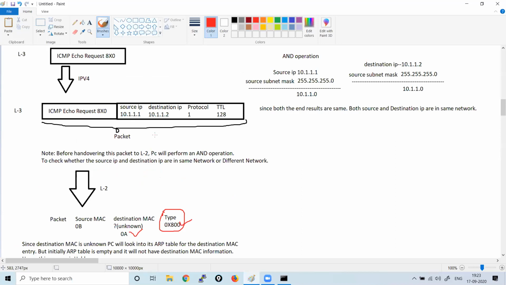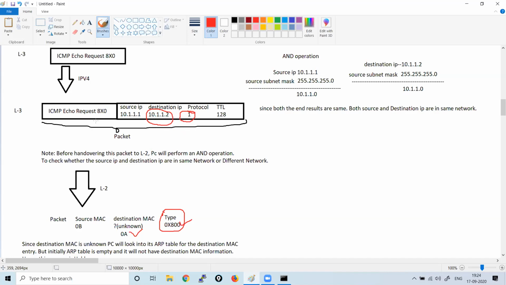Once the checksum is matched, what is the first field which is checked? Destination IP. Correct. This is to check whether this is coming for me or someone else. By seeing this IP, I'll understand that this is coming for me. What is the next field which I'll check? Protocol. Why? To understand whom to hand over the leftover data, or leftover payload, to. So I'll hand it over to ICMP.